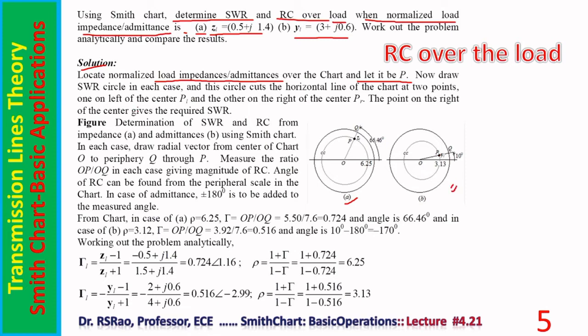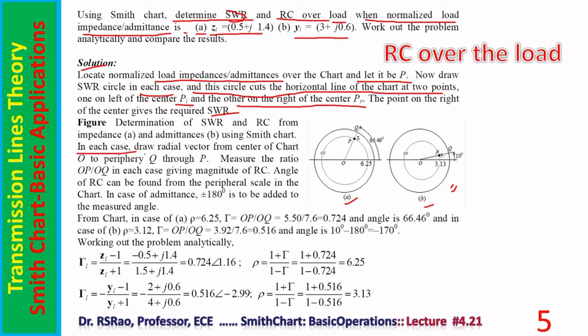Now draw SWR circle in each case, and this circle cuts the horizontal line of the chart at 2 points. In case of A, it cuts at 6.25. Therefore, in this case, SWR is 6.25. In case B, it cuts horizontal axis at 3.13, right half of the horizontal axis. So 3.13 is the SWR in this case. One point is on left half of the center, PL, and other on the right of the center, PR. The point on the right of the center gives required SWR. So that way SWR can be found.